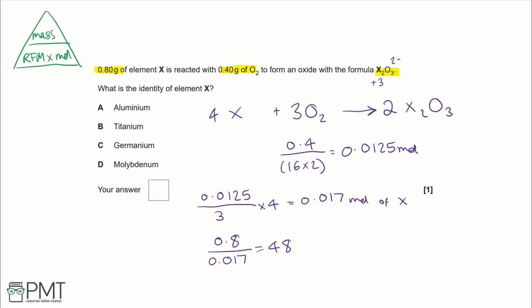So that's our answer for this question, and we can write B. So to get the mark for this question, you need to write B in the answer box provided.